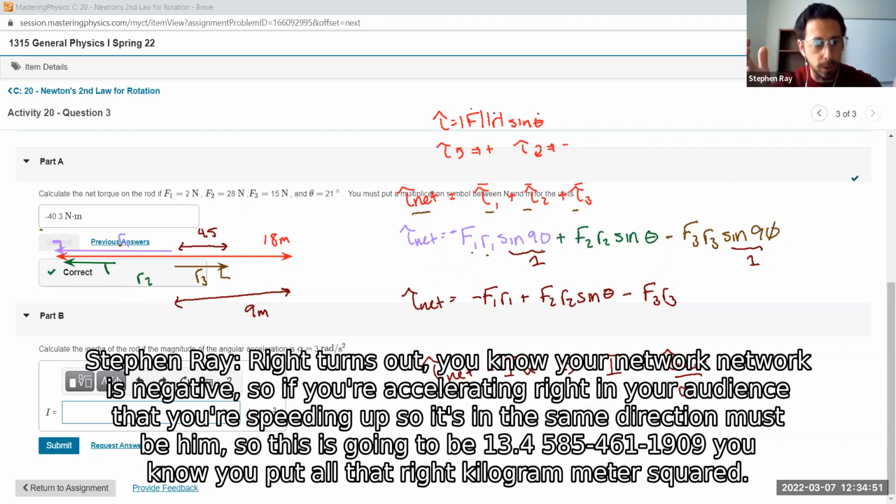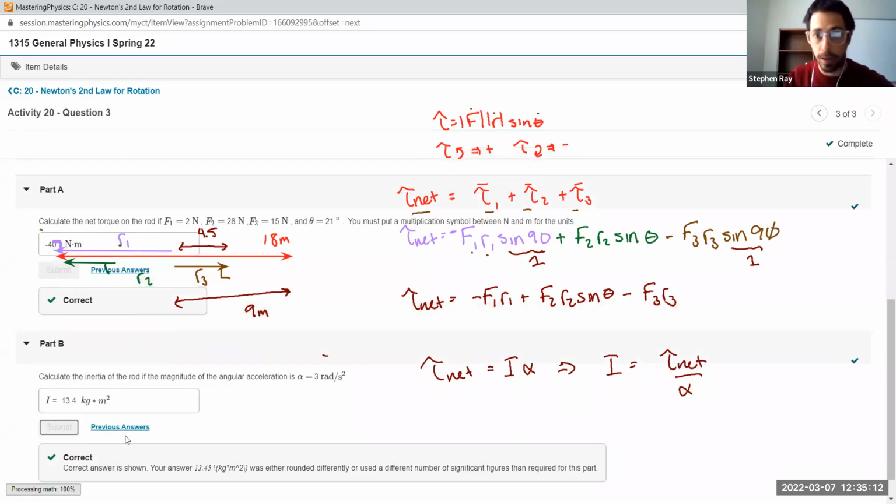Turns out, your net torque is negative. So if you're accelerating, I'll just say you're speeding up, so it's in the same direction, must be. Okay, so this is going to be 13.4585461190. You don't need to put all that, right? Kilogram meter squared. And there it is.